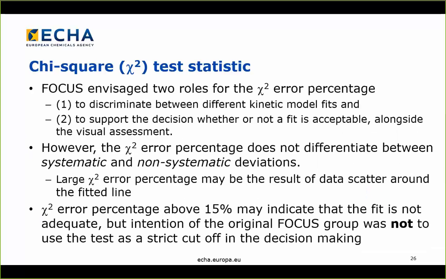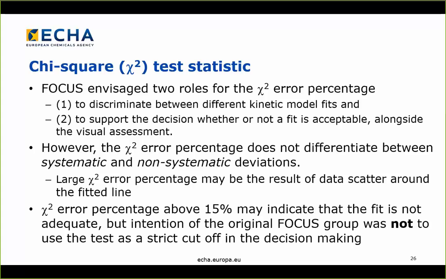The Focus guidance envisaged really two roles for the chi-squared error percentage test. The first was to discriminate between different kinetic model fits. So when you're looking at, say, single first order and a biphasic model, the chi-squared statistic can be quite useful to discriminate between those two. And the model with the lower chi-squared error percentage is the better one, in simple terms. Focus also thought that the chi-squared test would be useful to support decision-making on whether an individual fit is acceptable by supplementing the visual assessment. So your visual assessment is still the main tool, but it can be supplemented by this chi-squared statistic.